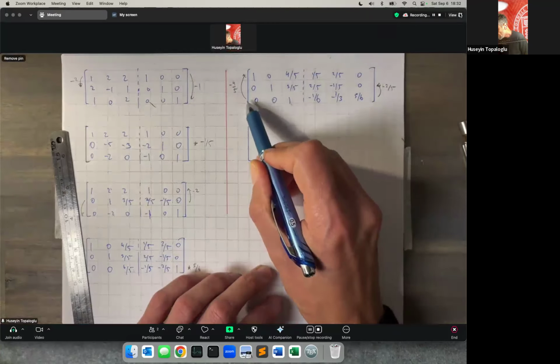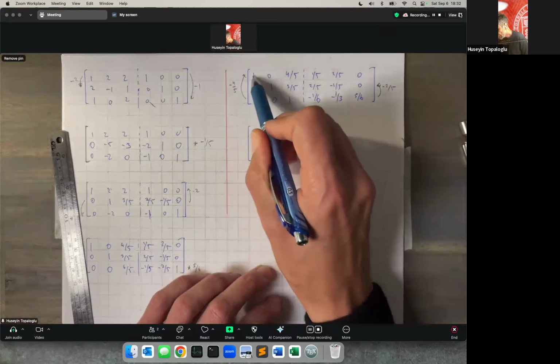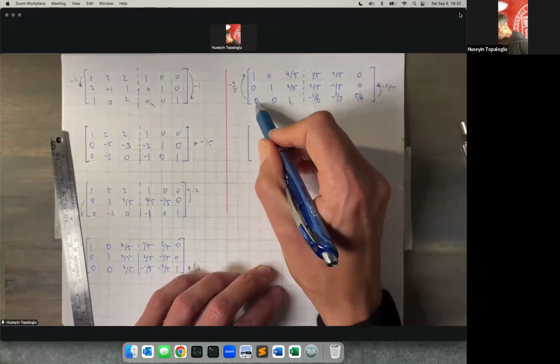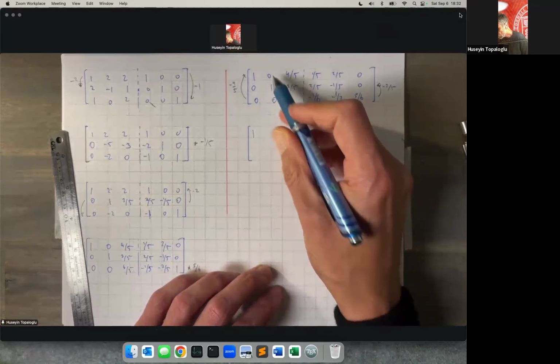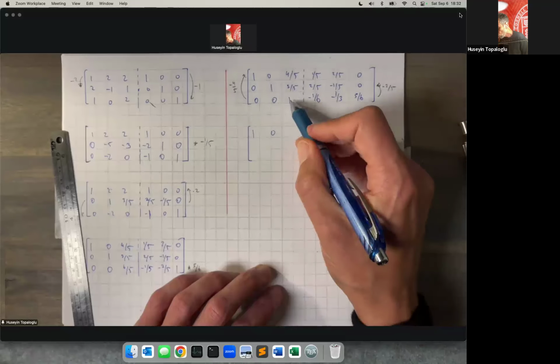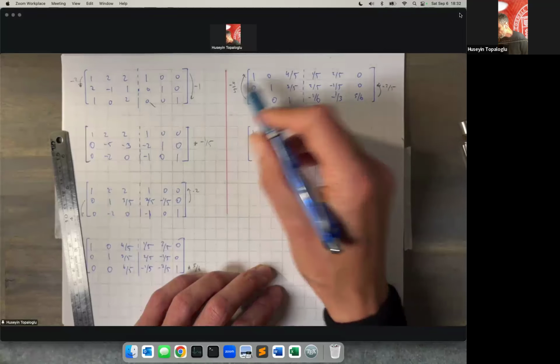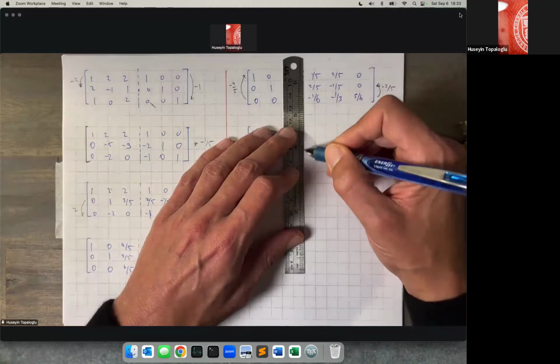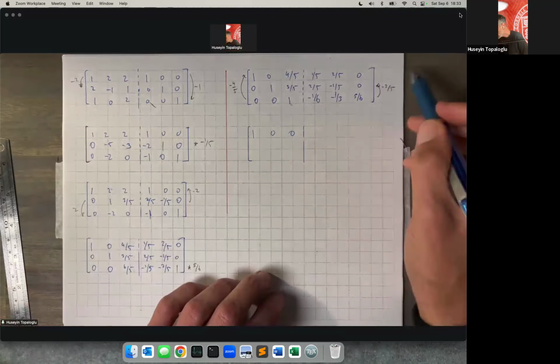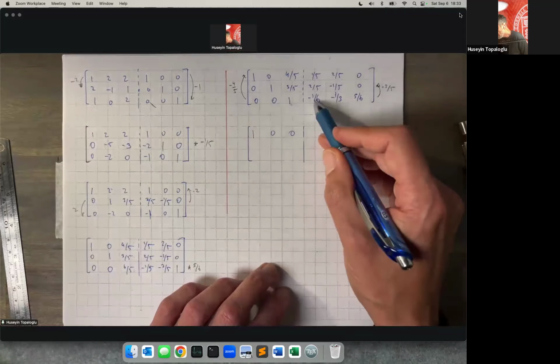We're taking the last row, multiplying by minus 4 over 5, adding it to the first row. 0 times minus 4 over 5 is 0, plus another 1, that's a 1. 0 times minus 4 over 5 is 0, plus another 0, that's a 0. 1 times minus 4 over 5 is minus 4 over 5, plus another 4 over 5, that's a 0. And that's exactly why I'm doing this. I'm trying to get a 0 in this position. Let's keep going. Let's apply the row operations on the whole row.